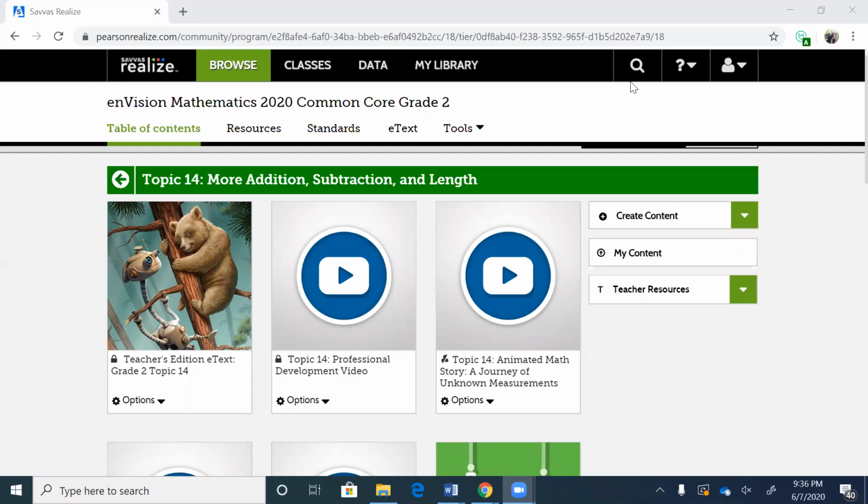As you can see, we're on topic 14, but that doesn't mean that we have mastered all of those geometric shapes. So it's really important that you get on Zoom because I want to practice and keep practicing with you. But this topic is going to be about how to add and subtract length. Adding and subtracting length. So we're going to start with our animated math story, A Journey of Unknown Measurements.